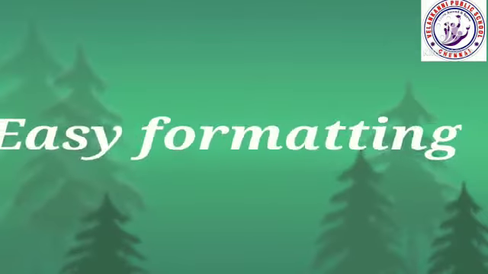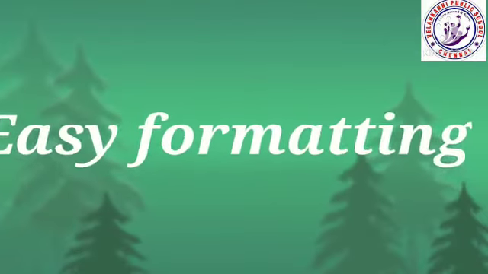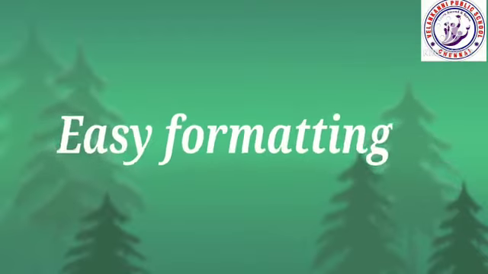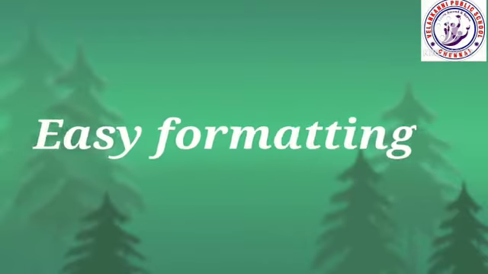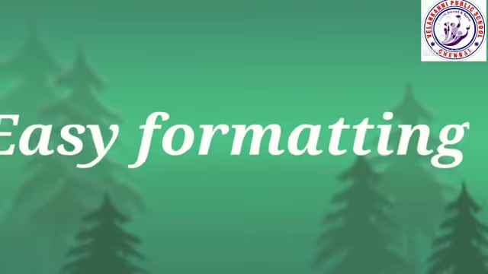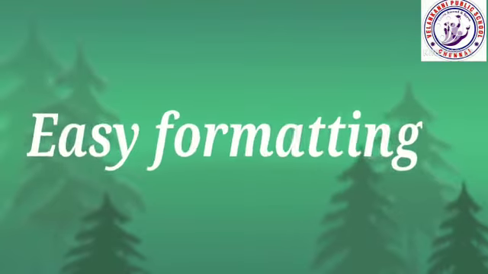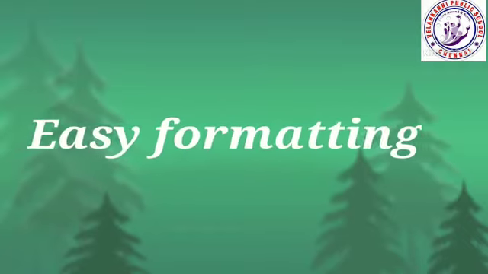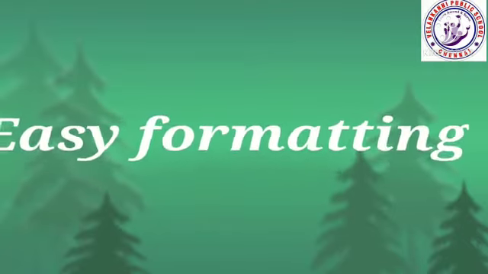Next we have easy formatting. A newly created Excel table is already formatted with banded rows, borders, shading and so on. If you don't like the default table format, you can easily change it by selecting from 50 plus predefined styles available in the Excel Table Styles gallery on the Design tab.